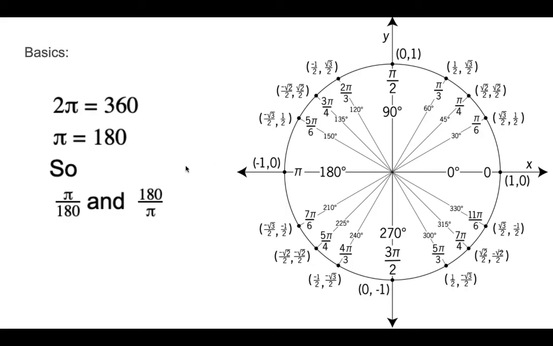Well, if that's not very helpful, then we can use these conversion factors. Since pi equals 180 degrees, we can set up a conversion where pi over 180 is equivalent to 180 over pi, because those are both forms of 1. Which one we use just depends on whether we're trying to convert from radians to degrees or degrees to radians. So let's look at some examples.